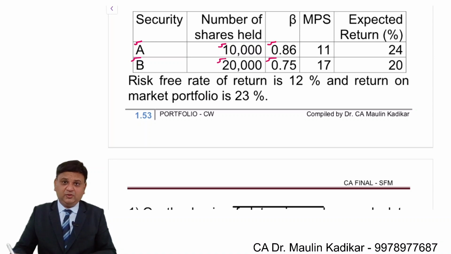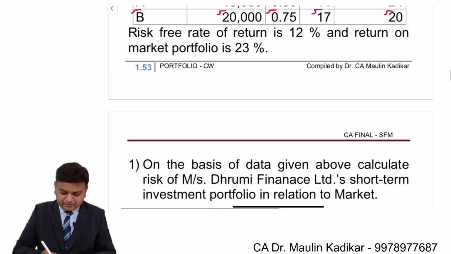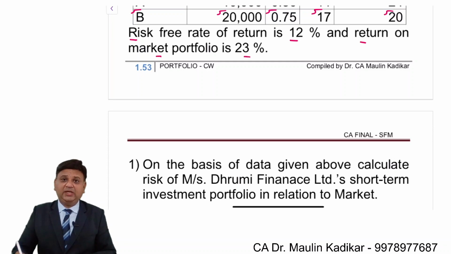Respective beta is given to us. Market price of the share is given to us. And expected rate of return is given to us. Risk-free rate of return is 12%. Return on the market portfolio is 23%.